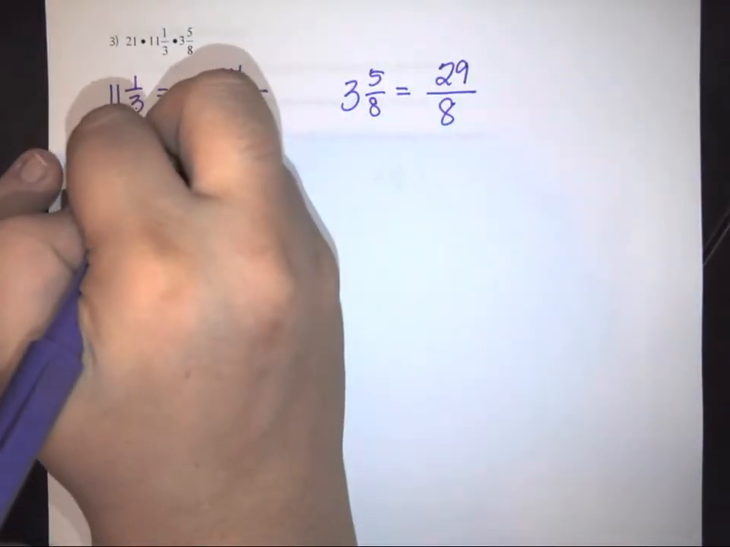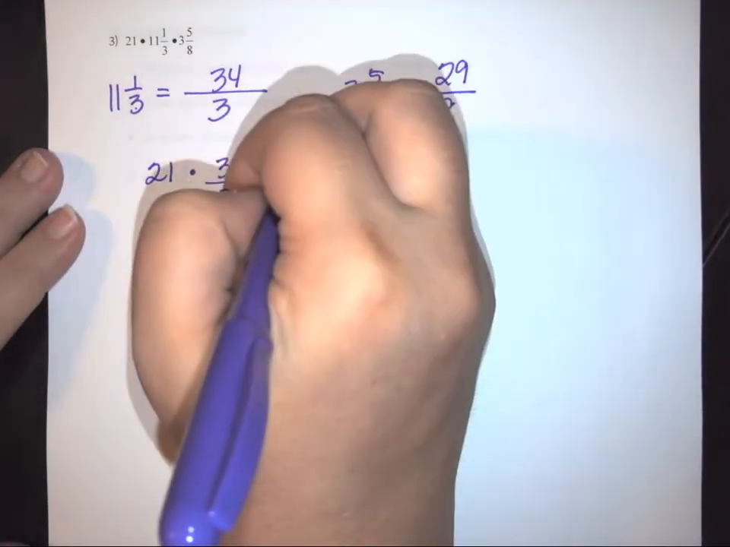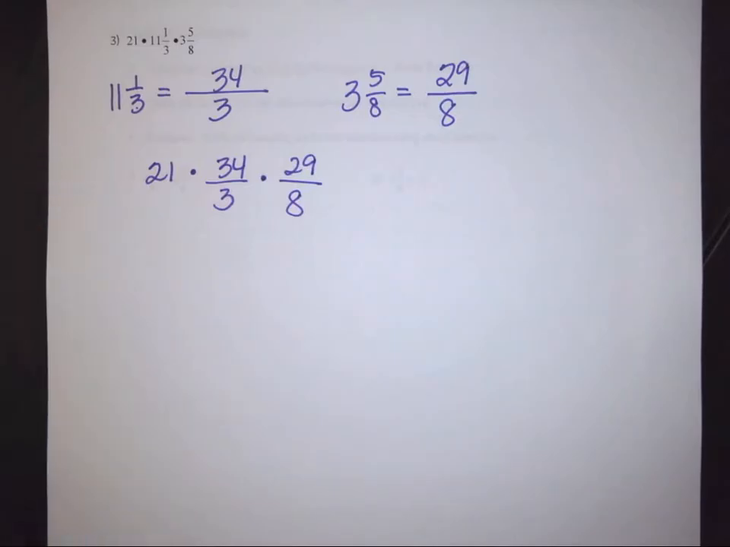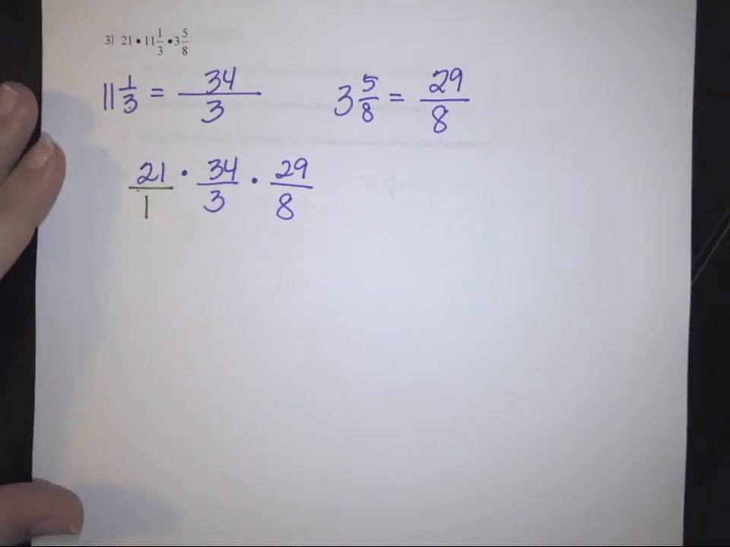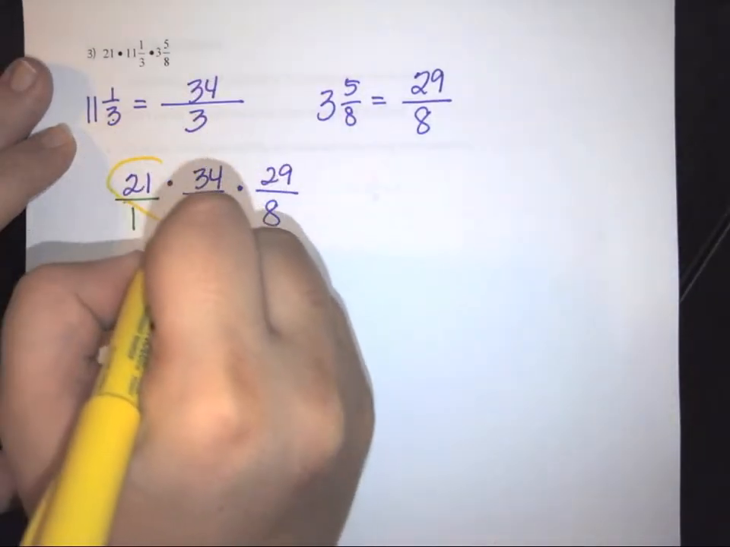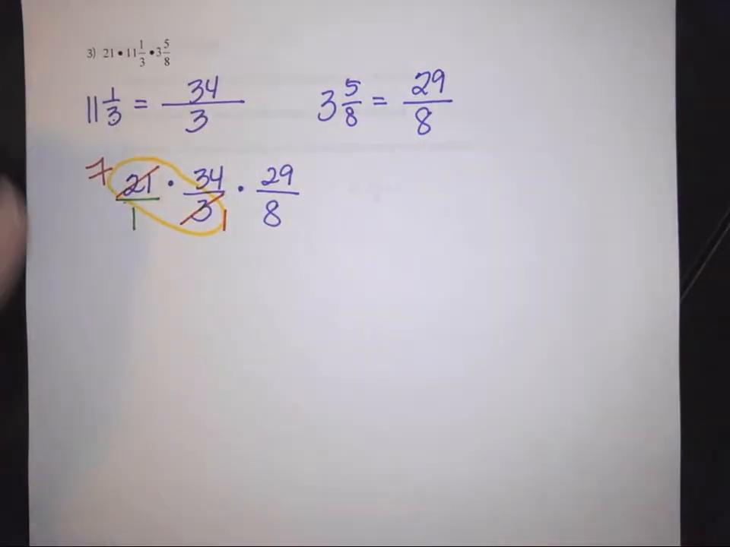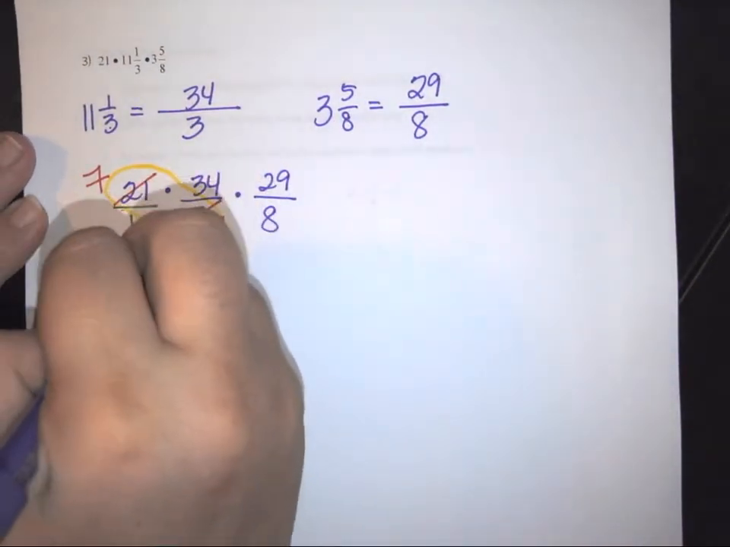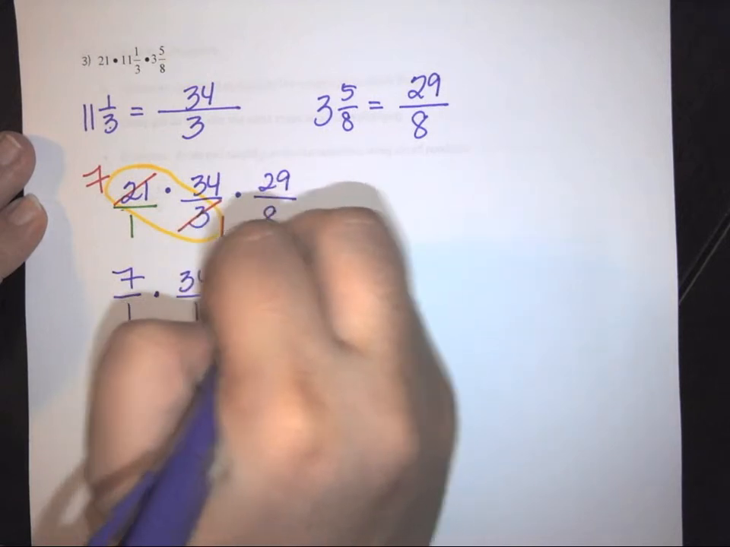So here what I really have is 21 times 34 over 3 times 29 over 8. Now, I need to remember my whole number is the same as over 1. This is going to be the exact same as if you were dealing with 2 fractions, only now we've just got 3 of them to work with. So you just simply start trying to simplify. First thing, I know that these 2 can reduce down, so the 3 can go away and the 21 becomes a 7. So that's going to turn this into 7 over 1 times 34 over 1 times 29 over 8.